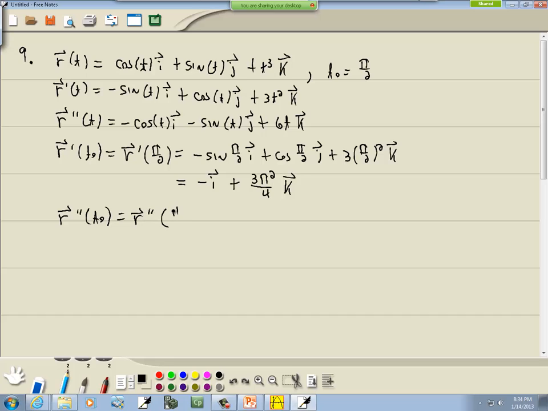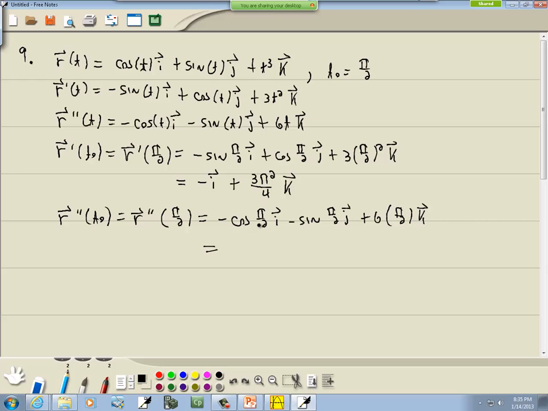So we'll plug in pi over 2 into that. And here's our second derivative. So we're going to have negative cosine of pi over 2 i minus sine pi over 2 j plus 6 times pi over 2 k. So again, I just replace the t's with pi over 2.